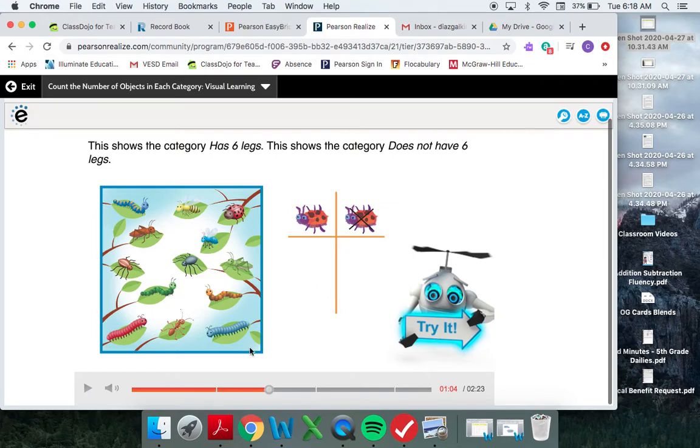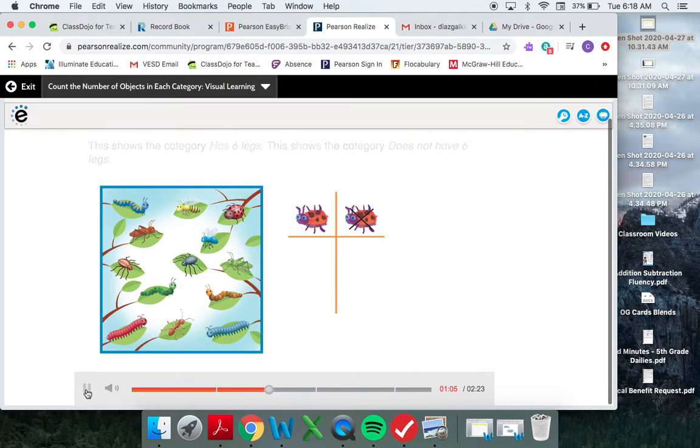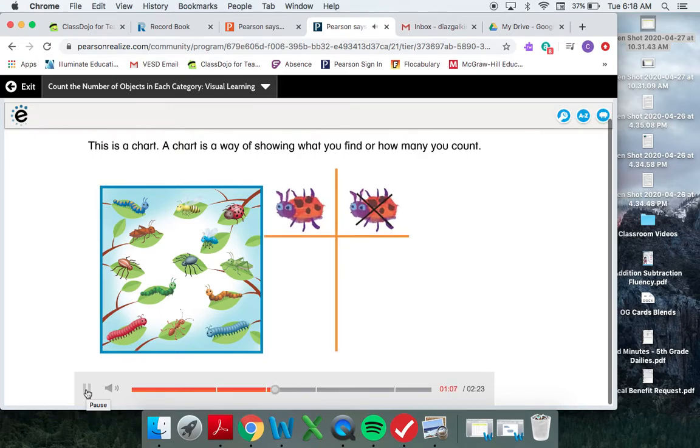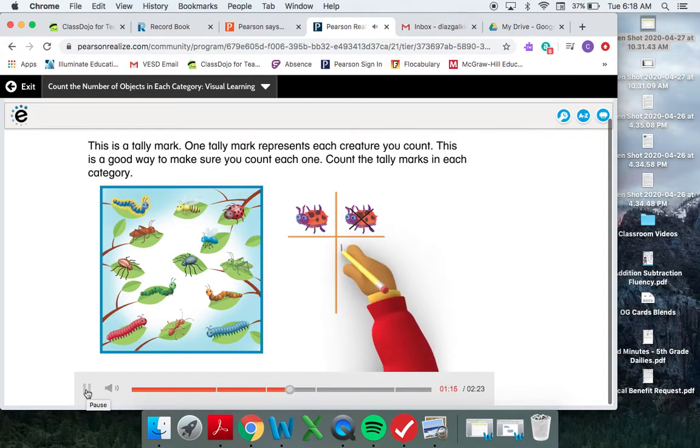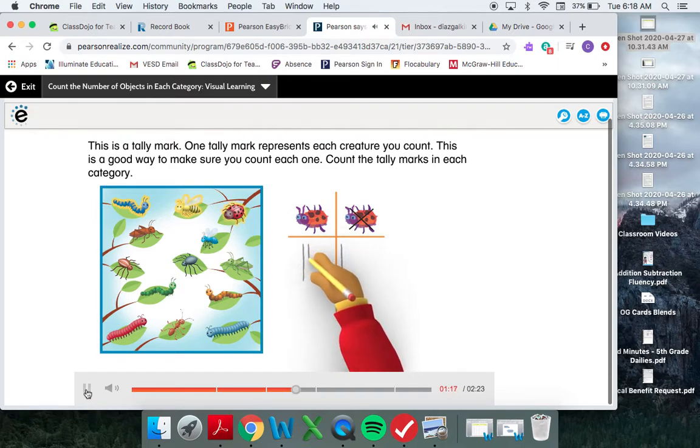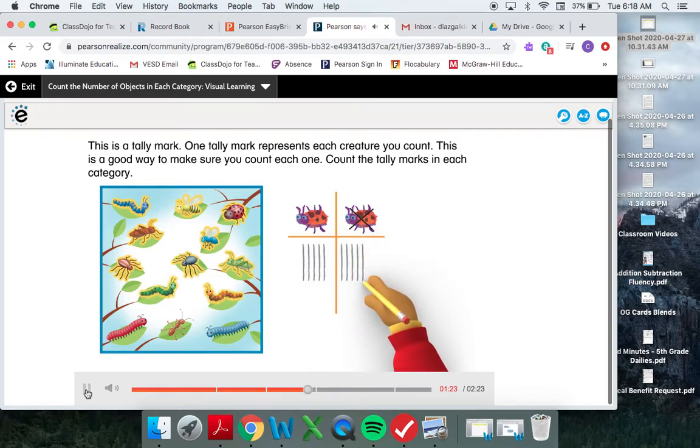Okay, I'm not going to do the try it video. This is a chart. A chart is a way of showing what you find or how many you count. This is a tally mark. One tally mark represents each creature you count. This is a good way to make sure you count each one. Count the tally marks in each category.